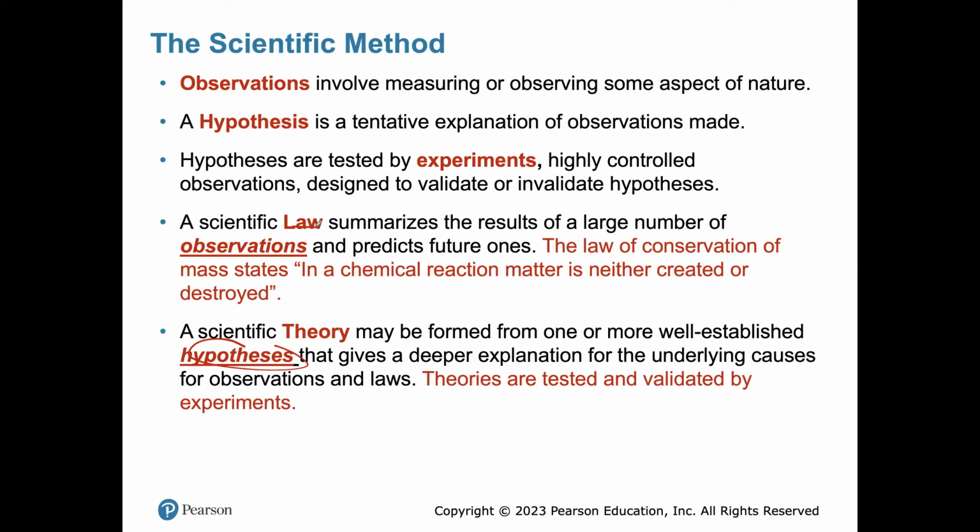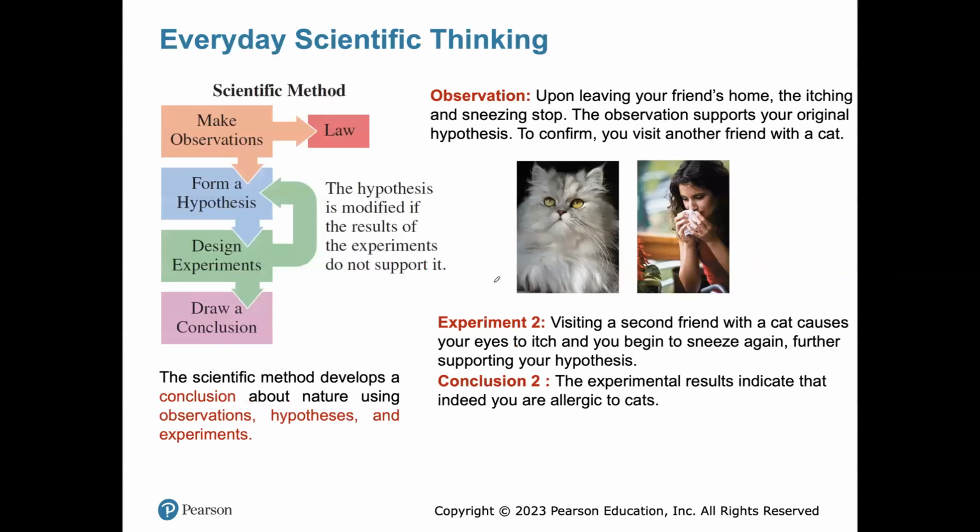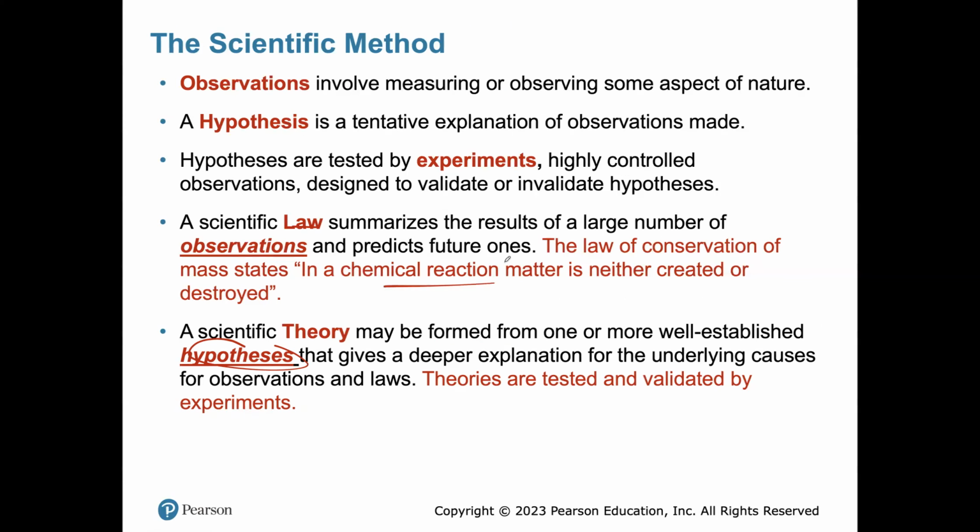For example, the law of conservation of matter states that in a chemical reaction, matter is neither created nor destroyed. This is a law that's summarized based on a large number of observations. There are many, many chemical reactions, and it has been shown that matter is always conserved before and after a chemical reaction, which leads to this law.